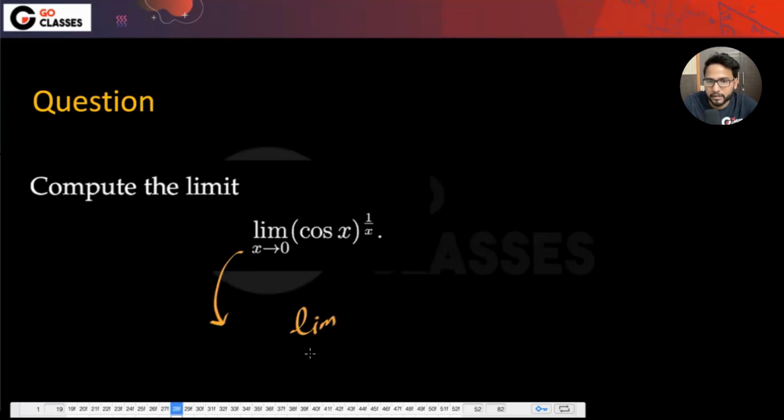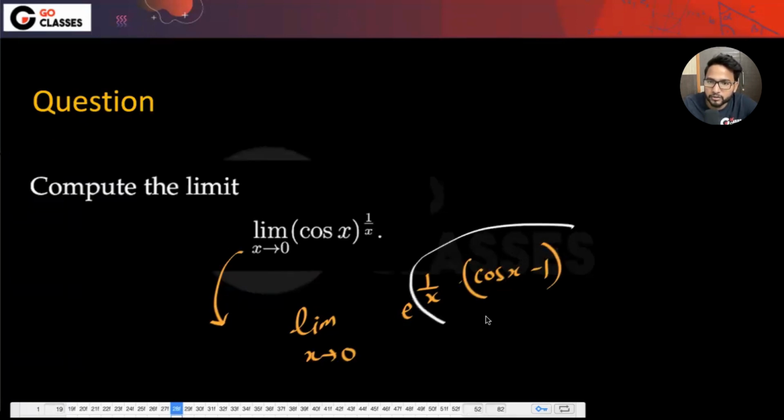Limit x tends to 0, I can say e power 1 upon x into cos x minus 1. If you put x equal to 0, then this is 0 by 0, right? Is anyone getting the answer or not? Yeah, this is a good question, right? I think this is a good question.